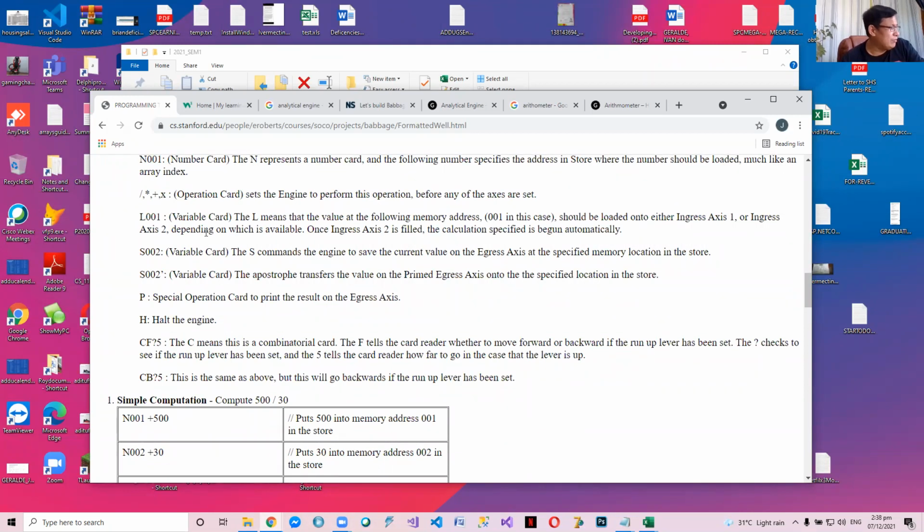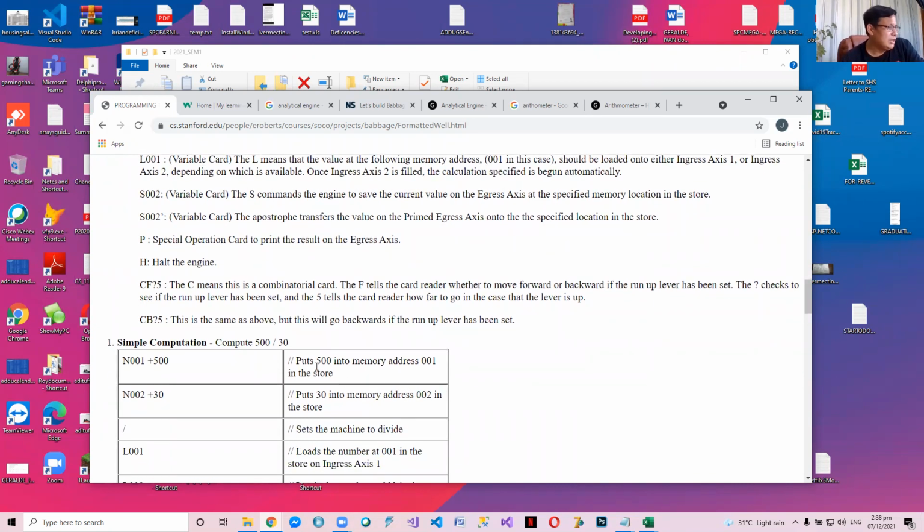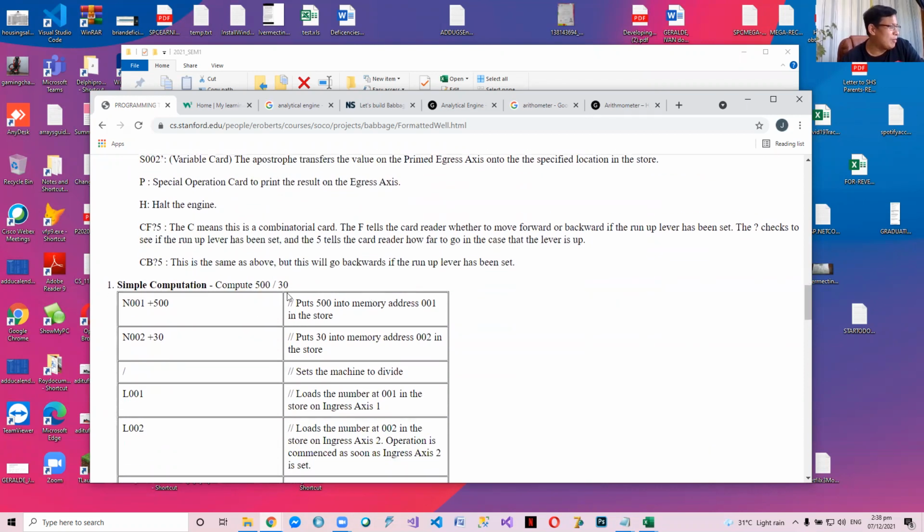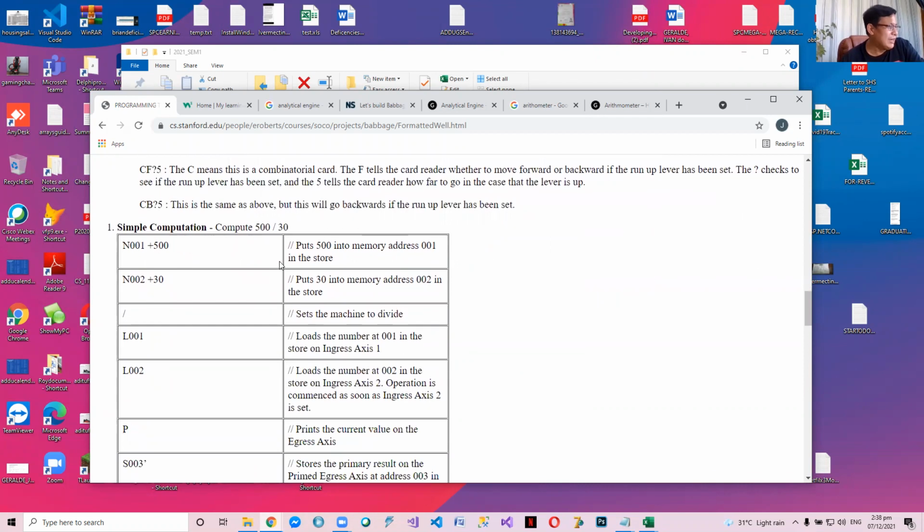L is an operation. Should be loaded, no? So ilo-load yung number from memory to the mill, no? From the store to the mill. I'm sorry, no? Puts 500 into memory address 1 in the store, no? Baligtad pala, no? It puts 500 to the, no? So and this is a simple program, no? This computes 500 divided by 30. Ito lang yung gagawin niya, compute 500 divided by 30.